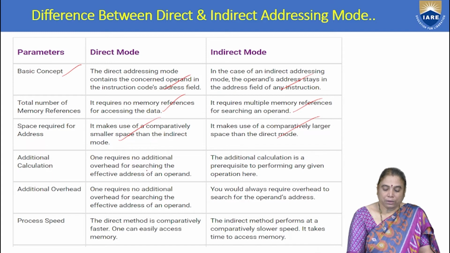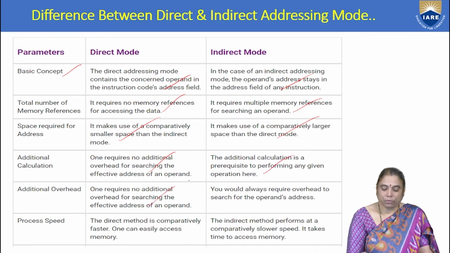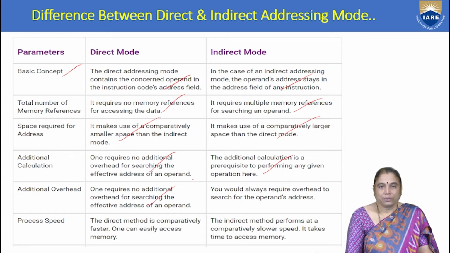No additional calculations are required. Why? Because the effective address is directly available with the instruction. But in the case of indirect addressing mode, effective address calculation can be required. Additional overhead: none for direct, because the operand address is mentioned directly in the instruction, but indirect requires some little overhead in order to locate the operand.